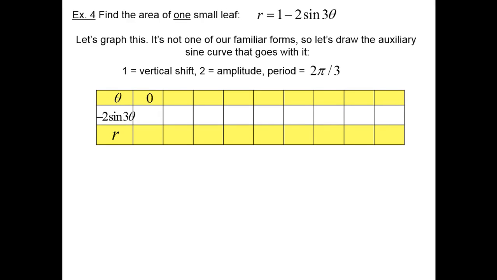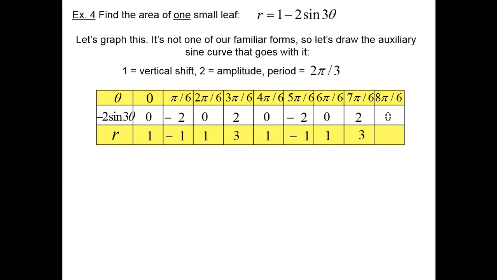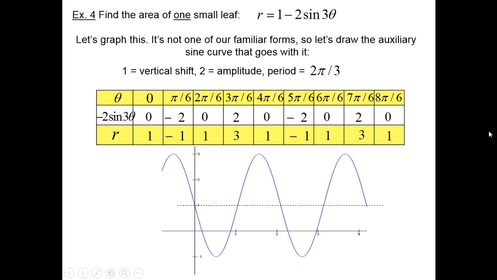And in the PowerPoint the other day, I broke it down. I made this little chart. You do not have to do this. I just want you to see where I'm getting these values from. I use this thing called the quarter period, and I plug in these values of the quarter of the period into the function, and I get these corresponding r values. So here's what the function looks like.